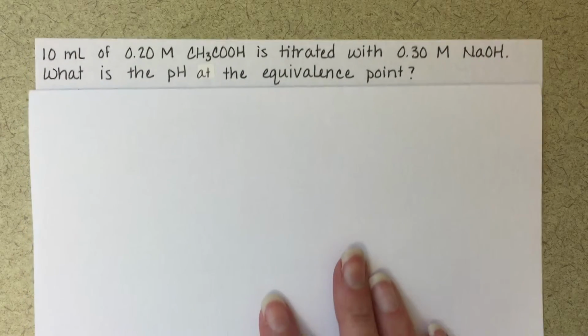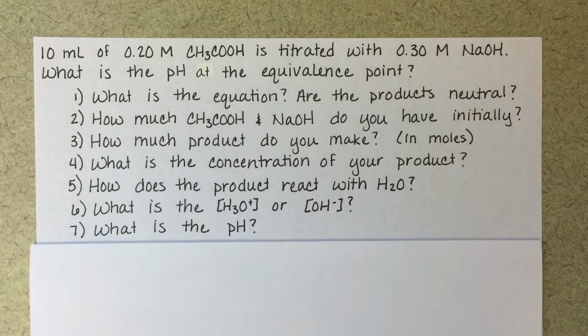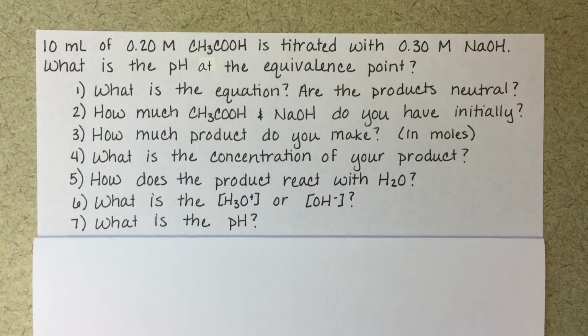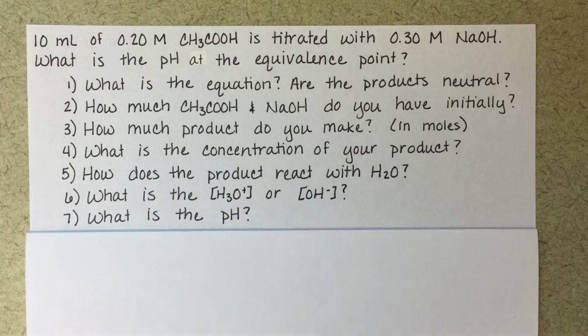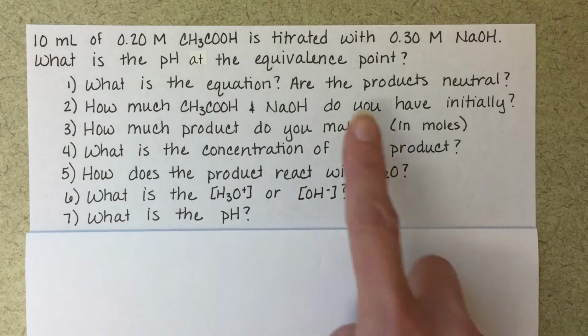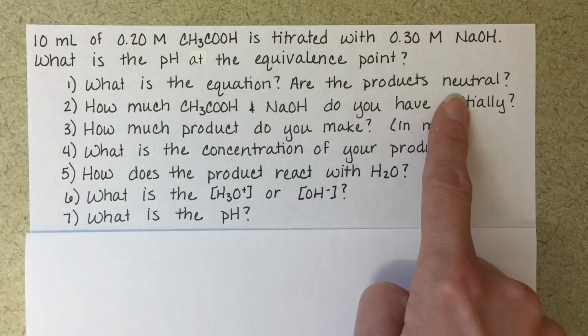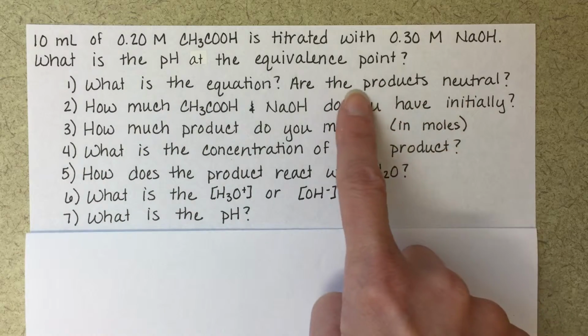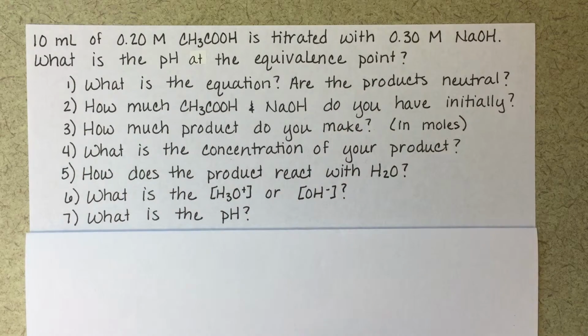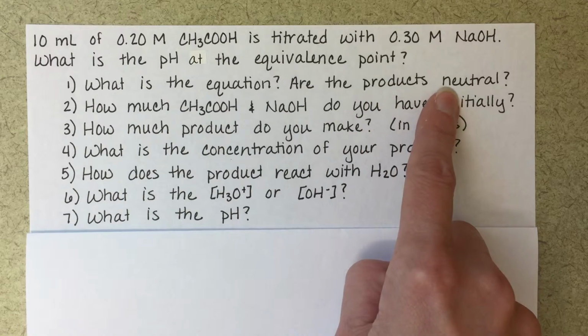There are more steps involved to solving this type of problem, and it looks like this. The first thing that we're going to do is write out the equation for the reaction, and we're just going to double check and make sure that the products of the reaction are not neutral. That way we won't accidentally go through a bunch of steps like we did in the last example. And we'll find in this case that the products are not neutral.